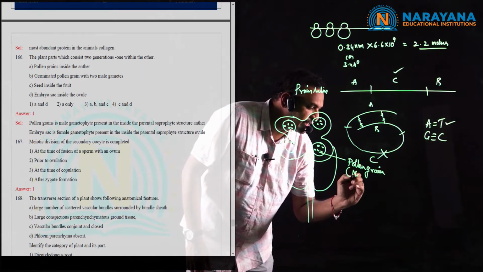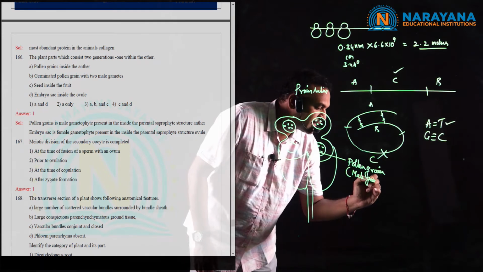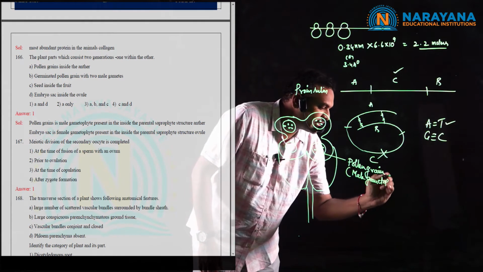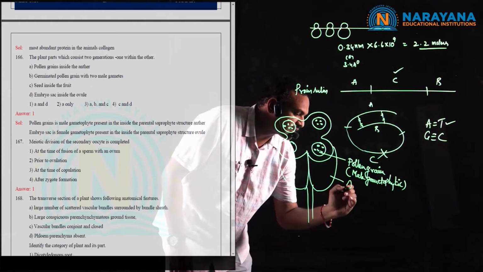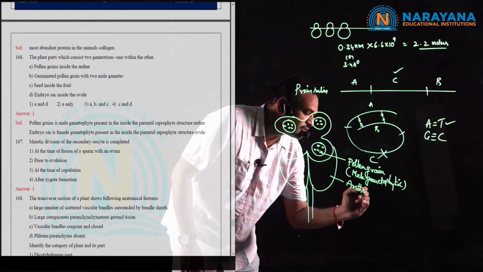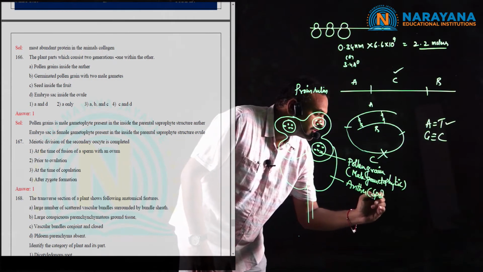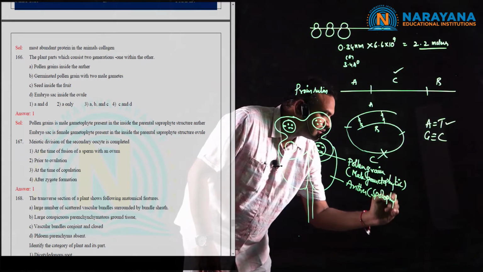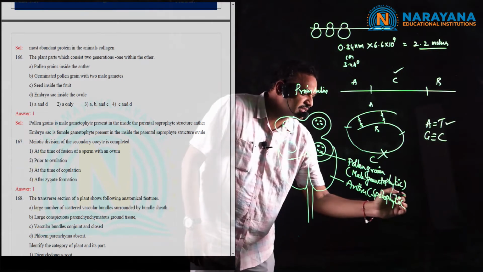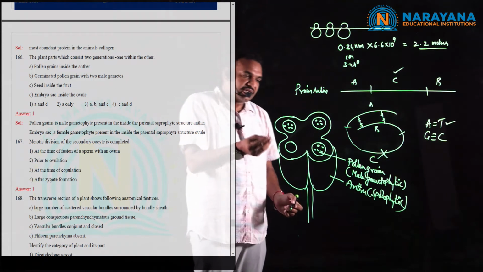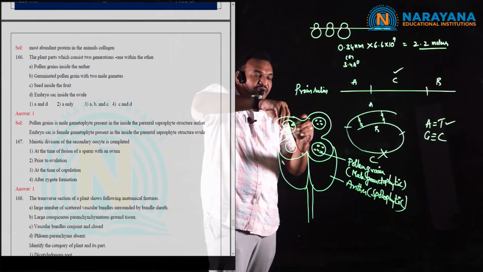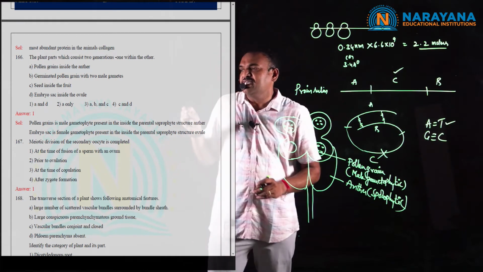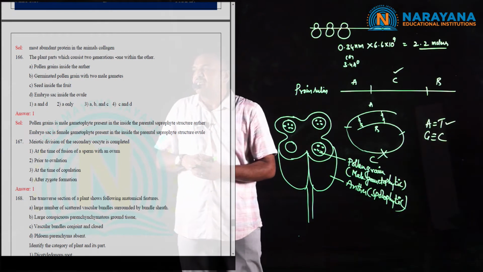male gametophytic generation. And what about anther? Anther belongs to sporophytic generation. That means one generation material within another generation plant material, gametophyte within the sporophyte. That means statement A is correct.